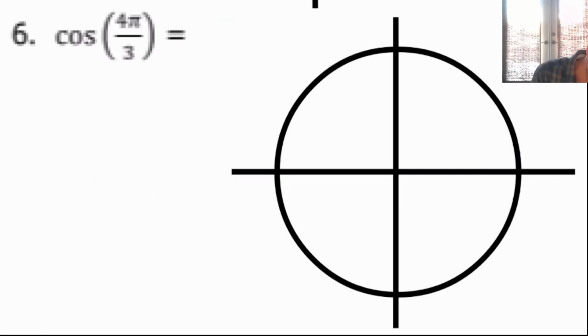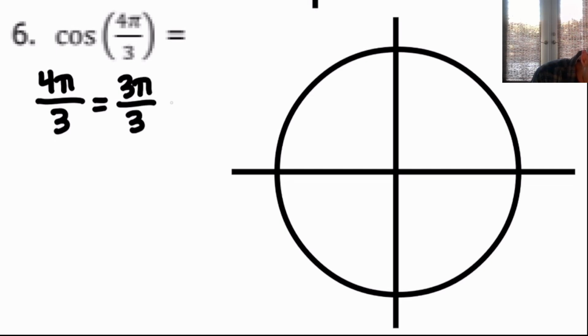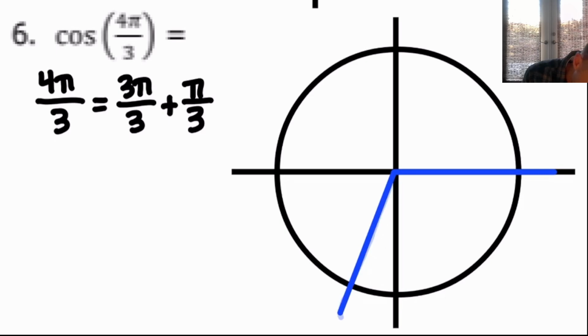Okay, for cosine of 4 pi over 3, 4 pi over 3 is bigger than pi. So that's going to be pi, 3 pi over 3, plus an extra pi divided by 3. All right, so pi would be to the far left edge. I'll draw the initial ray of the angle. Terminal ray, pi over 3 beyond pi, that'll be 60 more degrees. So I'll just go down here. That's probably more than 60, but it makes for a good triangle.